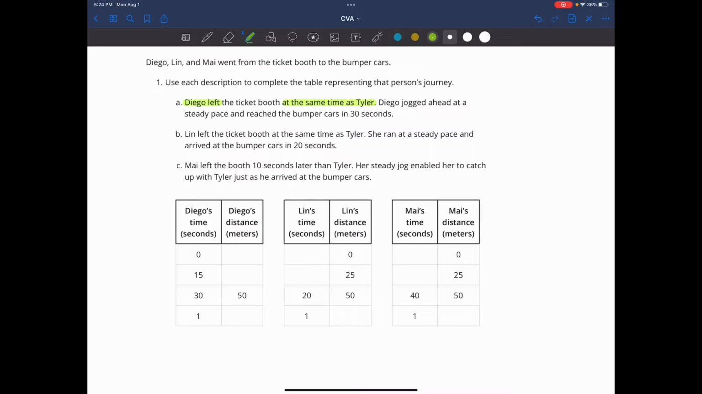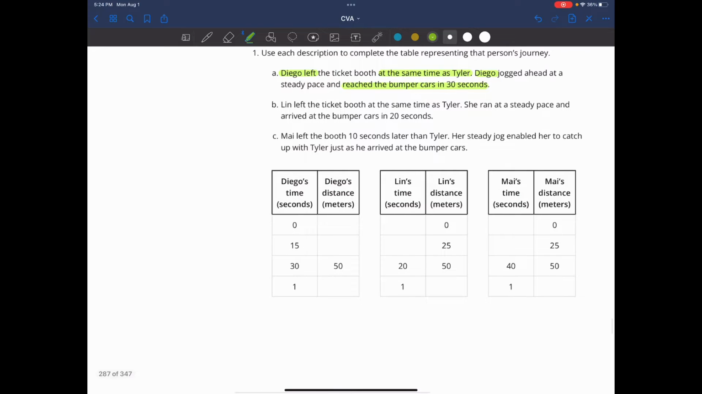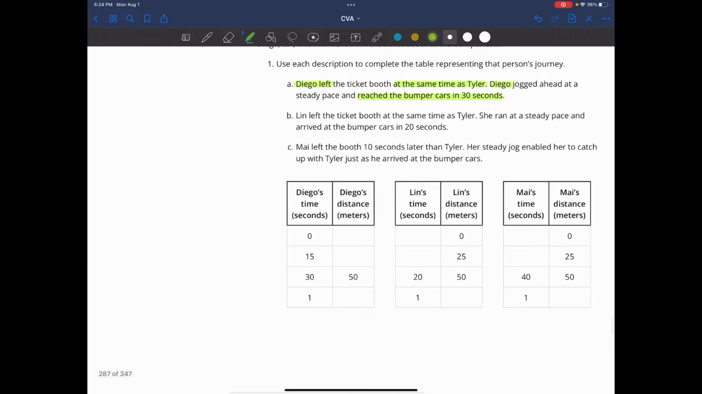And then Diego jogged ahead at a steady pace and reached the bumper cars in 30 seconds. Okay. Well, let's take a look. At the same time, I mean, it would be 0, right? Like he didn't go anywhere. At 0 seconds, he didn't go anywhere.